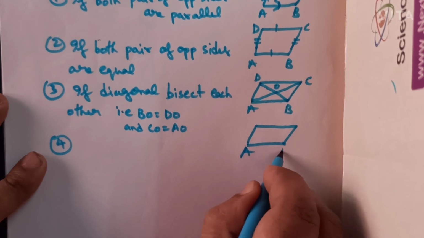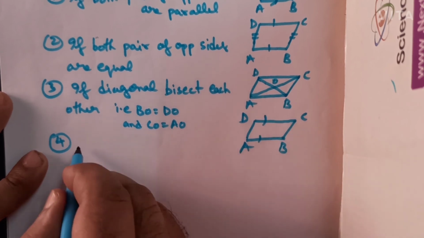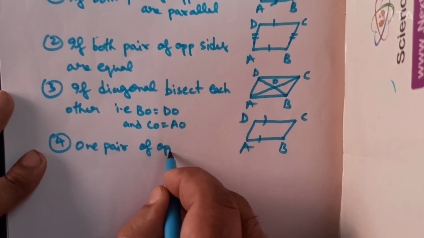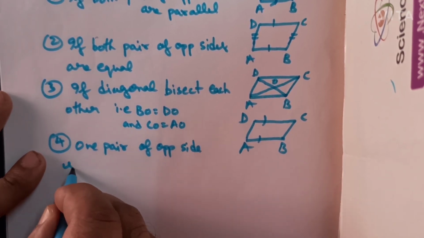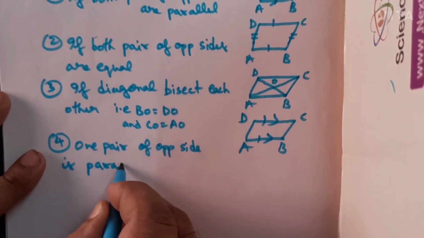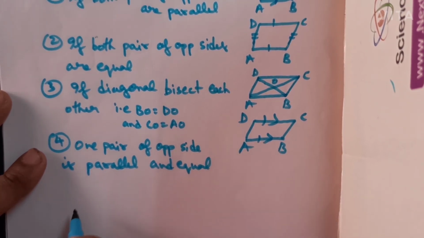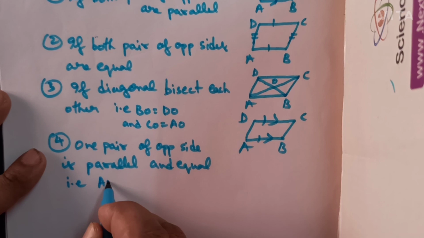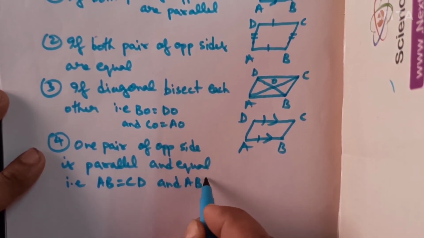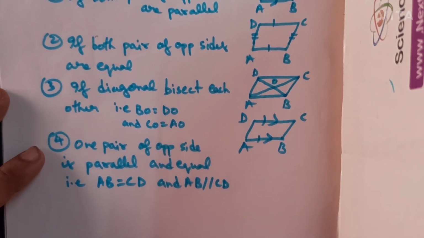Fourth point, and it is very important also: if we have a quadrilateral ABCD and in this quadrilateral one pair of opposite sides is parallel and equal, only one pair of opposite sides, that is AB is equal to CD and AB is parallel to CD, then we say that the given quadrilateral is a parallelogram.